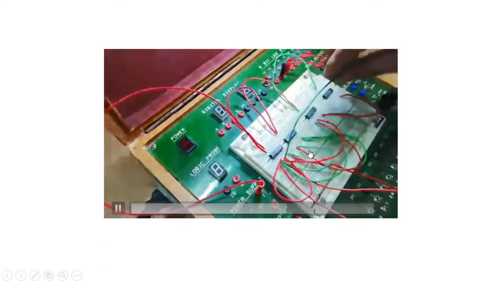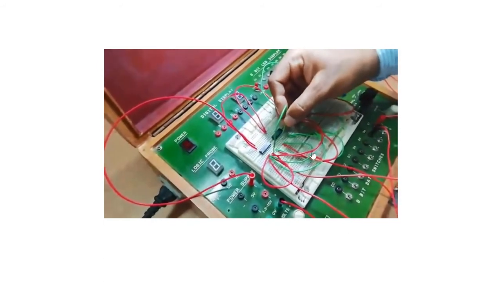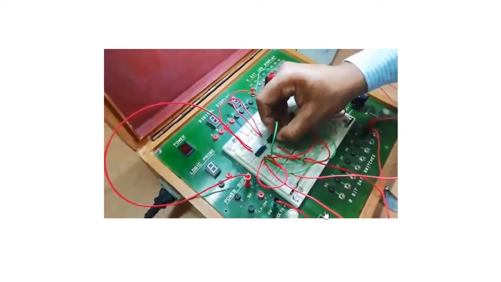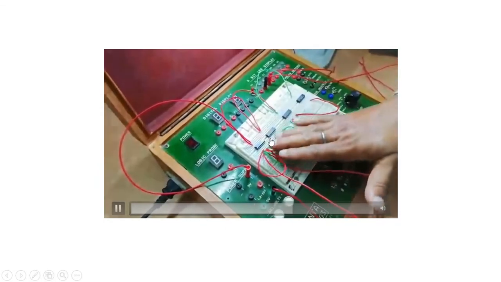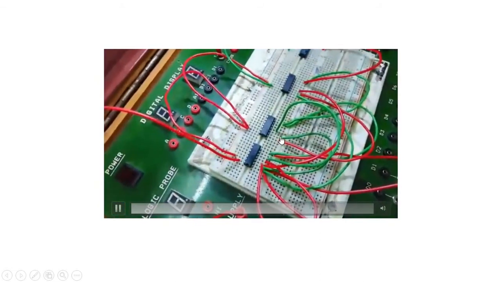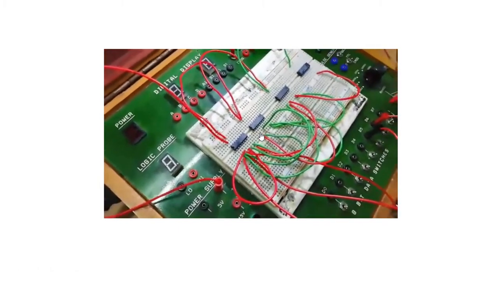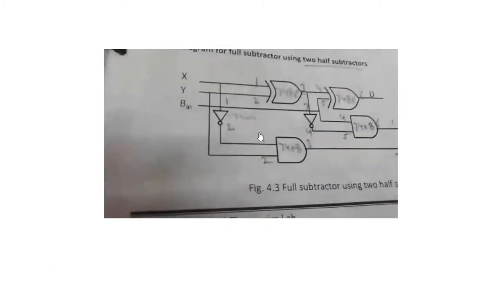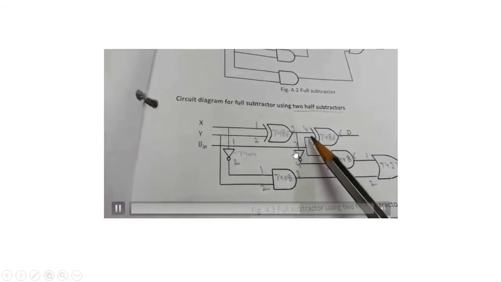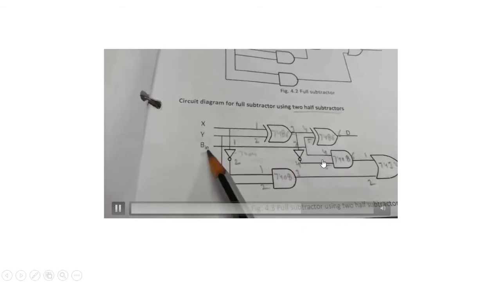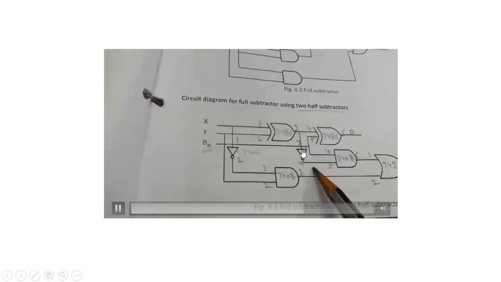So this you are giving to the AND gate also. You are connecting the inputs. So you have connected this to the inverter, and then connected it to the AND gate. Then this B input you have connected to this AND and also this XOR.